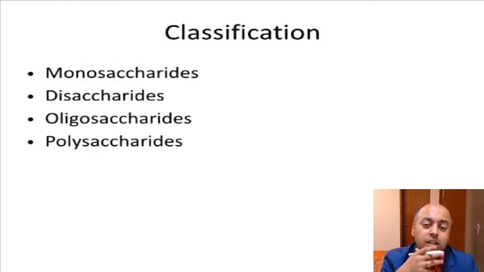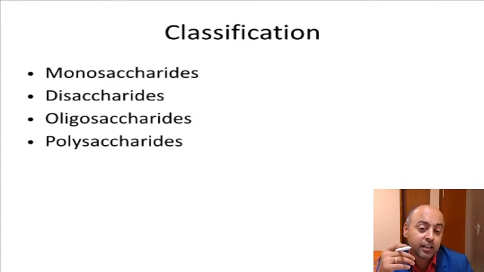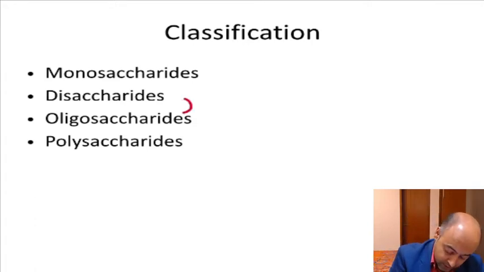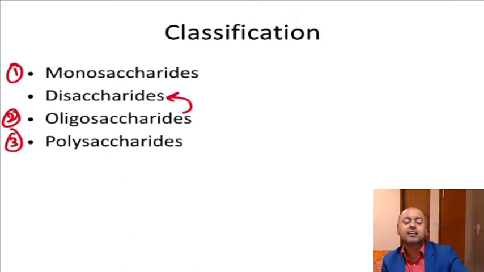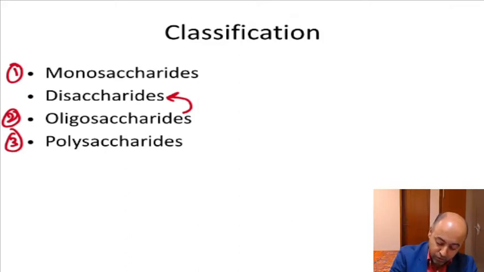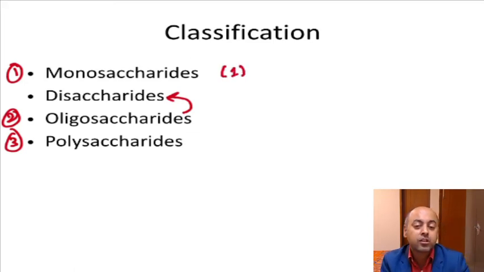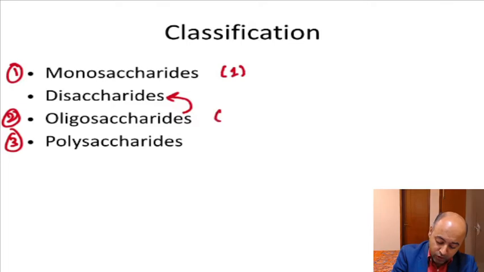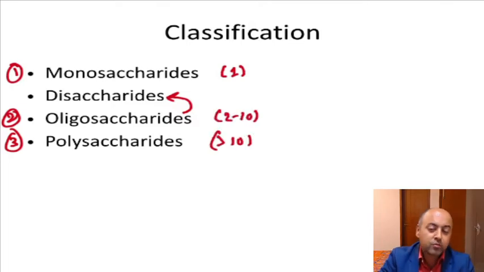Based on their functional groups and their size, we classify them as monosaccharide, oligosaccharide, and polysaccharide. Disaccharide is a subtype of the oligosaccharide. So the numbers should be simple. If you have only one functional domain, we call it monosaccharide. In oligosaccharide, we have 2 to 10 functional domains, and if you have greater than 10 functional domains, then it is the polysaccharide. Okay.